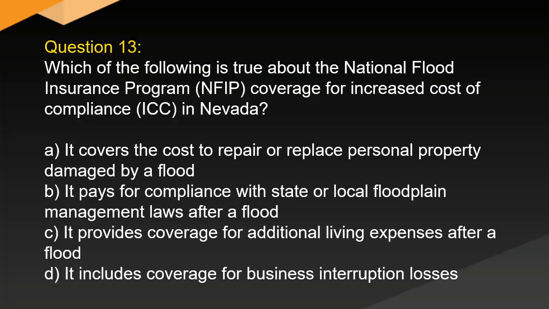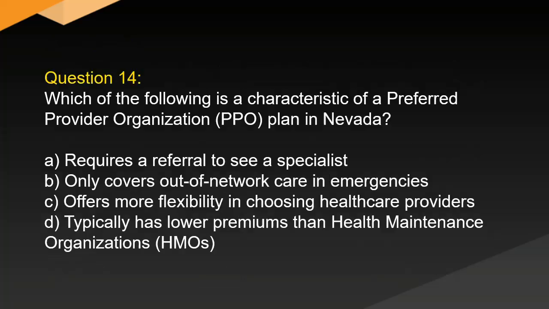Question 13. Which of the following is true about the National Flood Insurance Program, NFIP, coverage for increased cost of compliance in Nevada? A. It covers the cost to repair or replace personal property damaged by a flood. B. It pays for compliance with state or local floodplain management laws after a flood. C. It provides coverage for additional living expenses after a flood. D. It includes coverage for business interruption losses.